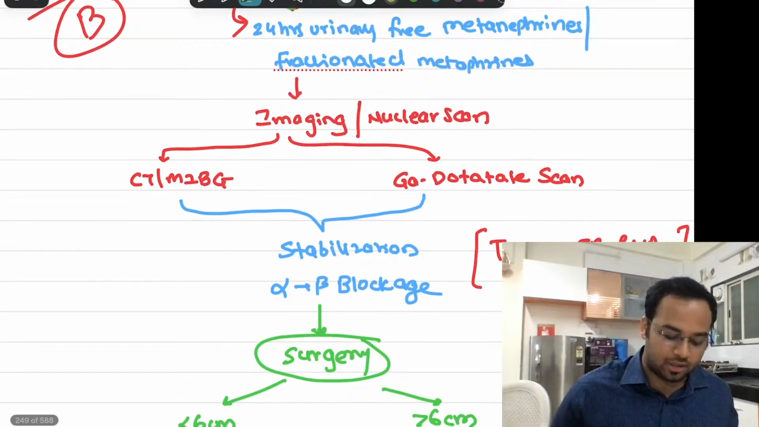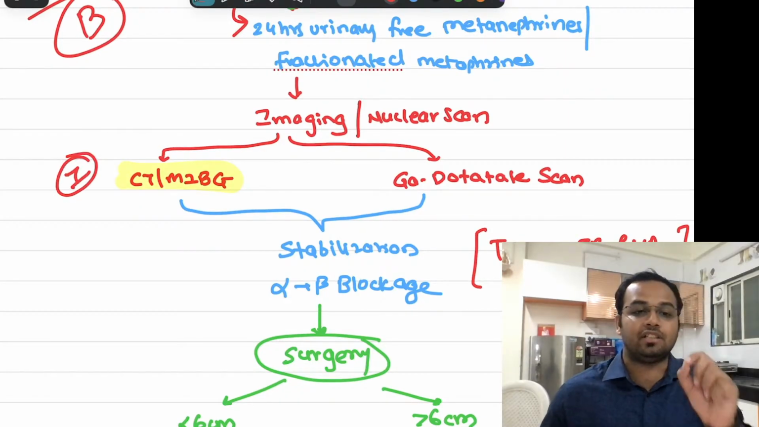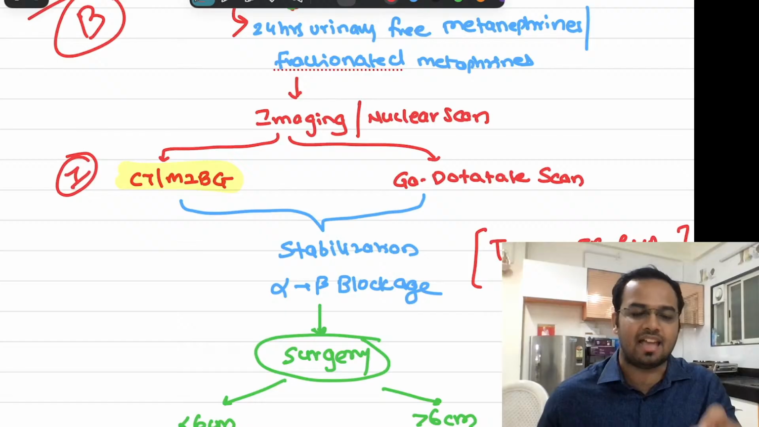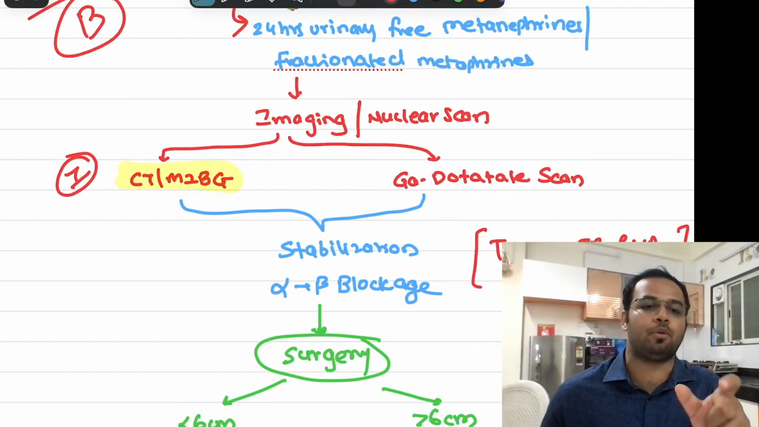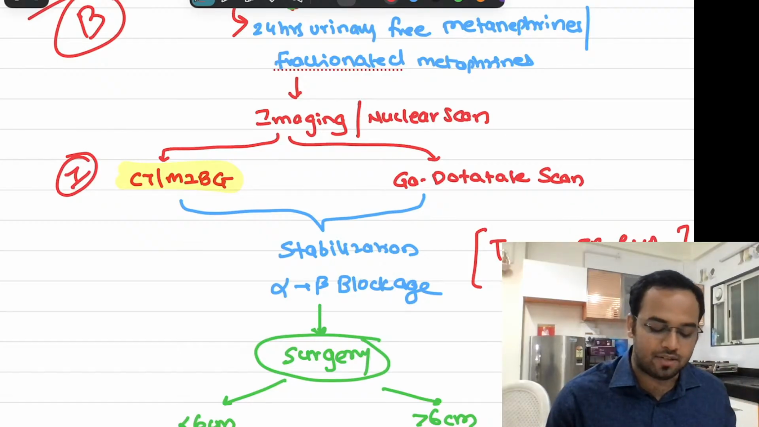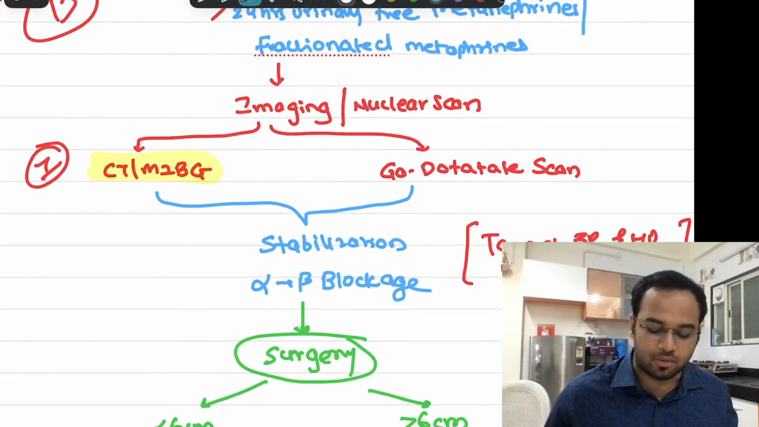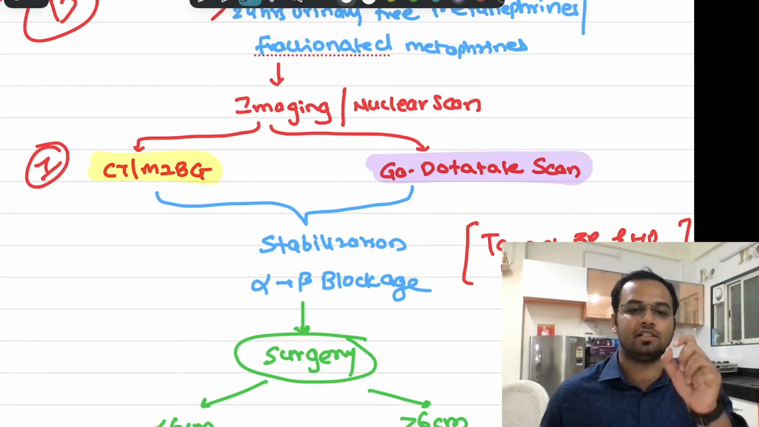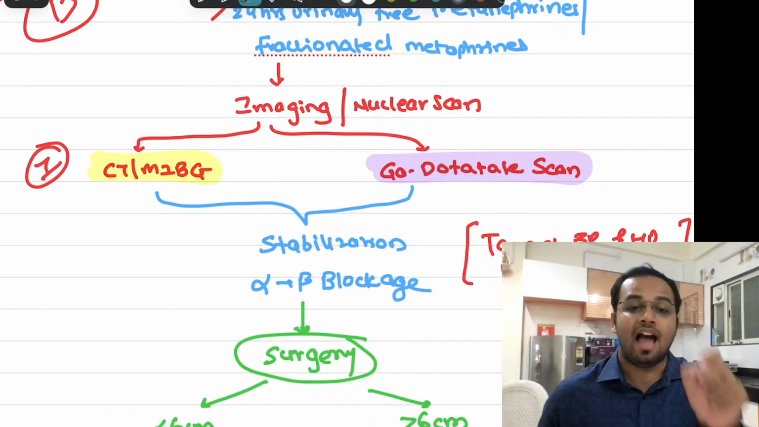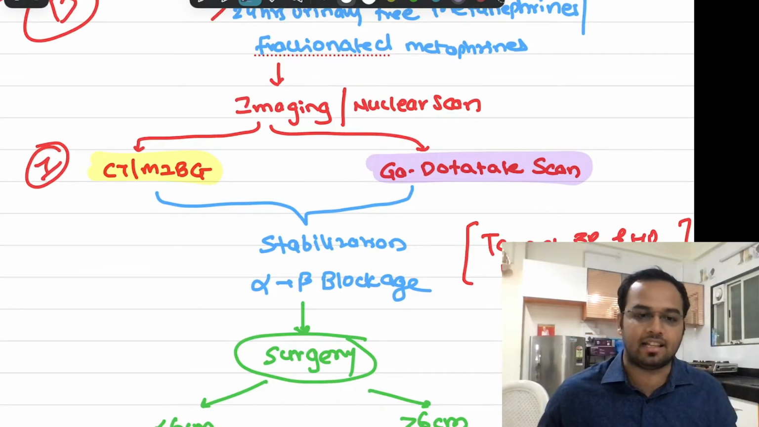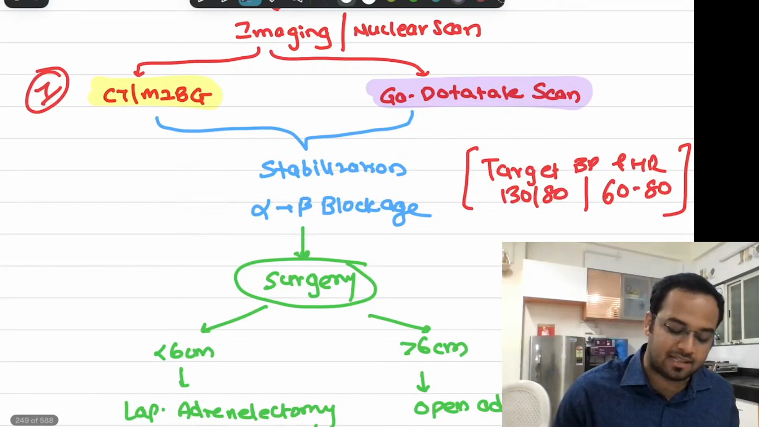Initially we saw that the MIBG scan was used. MIBG used the iodine tracer, but when you go for an MIBG scan, there was sometimes a problem with the uptake. So there is a new scan which has come up for all the neuroendocrine tumors, your gallium DOTATATE scan. It helps you localize the tumor. After you localize the tumor, before taking the patient for the OT, you go for stabilization of the patient.